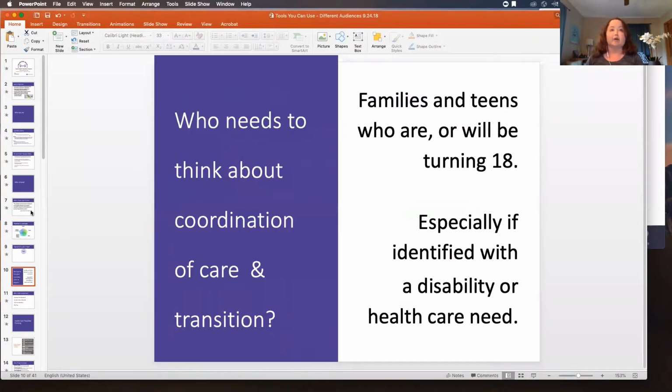So who needs to think about coordination of care and the healthcare transition process? That includes families and teens of anyone who will be turning 18. It typically is not as dramatic for those that don't have a special healthcare need, but it is incredibly important for those who identify with a disability or special healthcare need. Healthcare in a pediatric environment, where a lot of things are being monitored and taken care of, suddenly becomes the responsibility of the adolescent, who then needs to coordinate some of that information on their own to independently take care of themselves and their healthcare condition or disability as an adult.